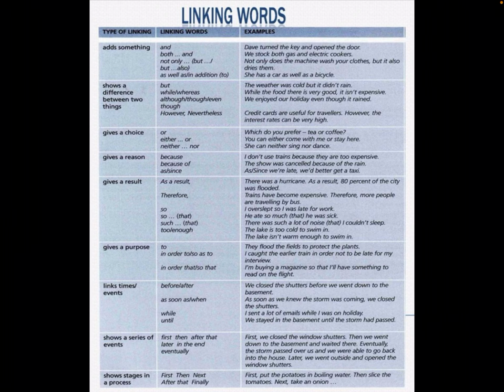Here next and last, we have show stages in process, and we are also talking about first, then, next, after, and finally. First, put the potatoes in the boiling water, then slice the tomatoes, next take the onion. So we are giving stages. We are saying what to do first, then what to do next, then what to do after, and the final result. And this is basically what linking words are.